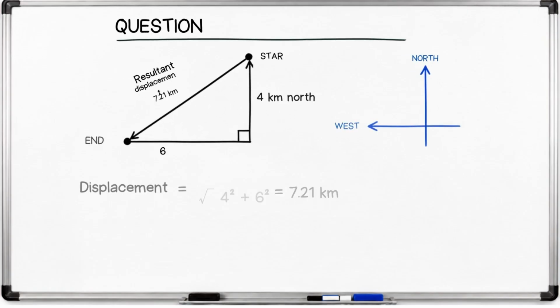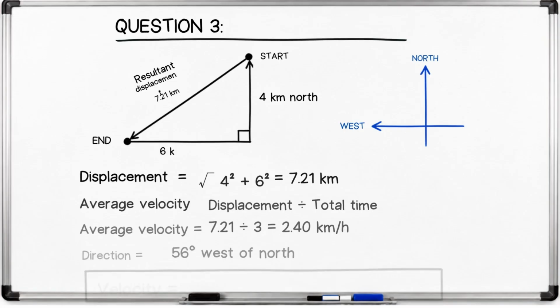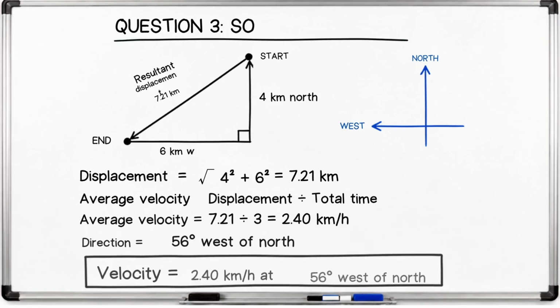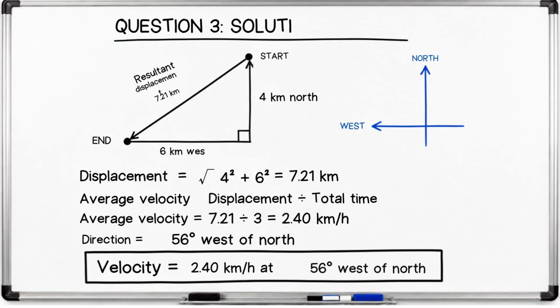We use displacement. The person moved 4 kilometers north and 6 kilometers west. So the displacement forms a right-angled triangle. Using Pythagoras' theorem, displacement equals the square root of 4 squared plus 6 squared. That gives the square root of 52, which is 7.21 kilometers. Average velocity equals displacement divided by total time. So 7.21 divided by 3 gives 2.40 kilometers per hour.